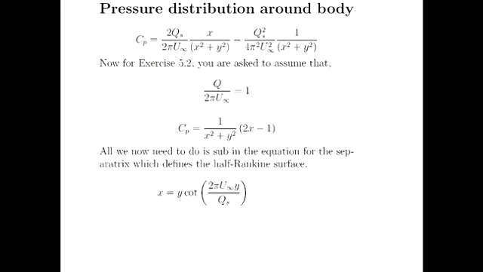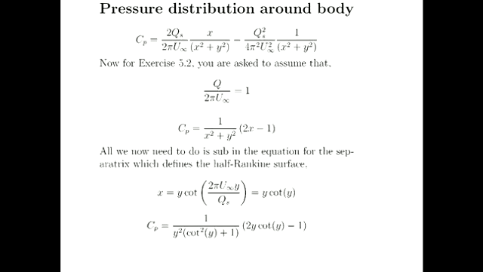So x is equal to y multiplied by this cotan term, which is also a function of y. And we've been told in exercise 5.2 that q on 2 pi u infinity is 1. So x is actually just equal to y cotan y. And we can then just substitute y cotan y for x in that expression for Cp. And that's as far as we're going to get, analytically.